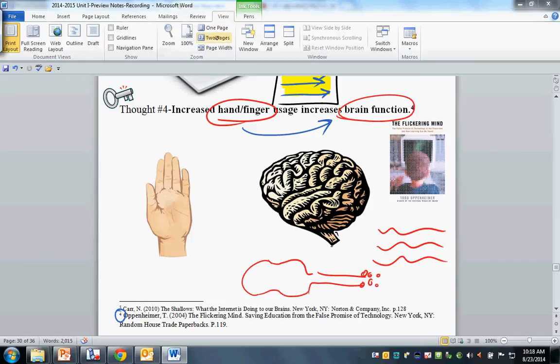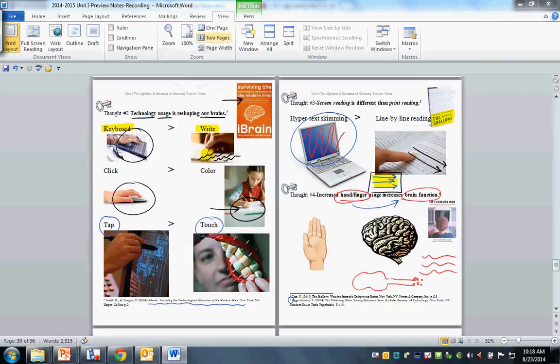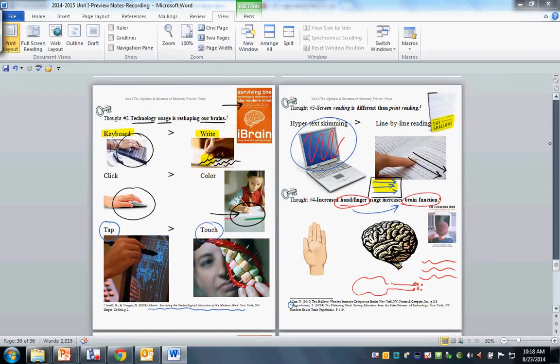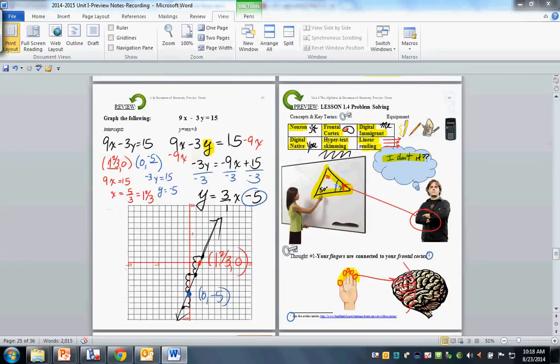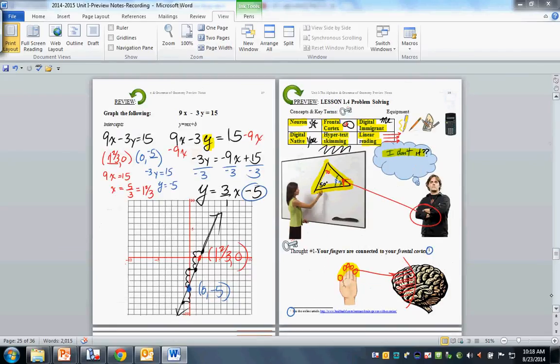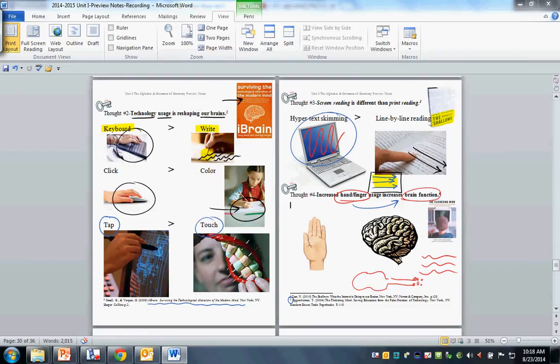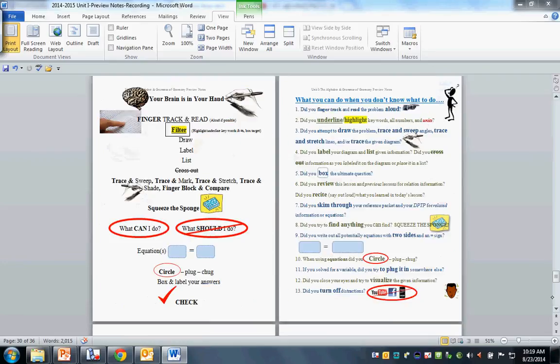So those four truths, let me recap those. The four simple things discovery. Number one, your fingers are connected to your frontal cortex. Number two, technology usage is reshaping our brains. Number three, screen reading is different than print reading. Number four, increased hand-finger usage, increased brain function. Therefore, it all leads to this.